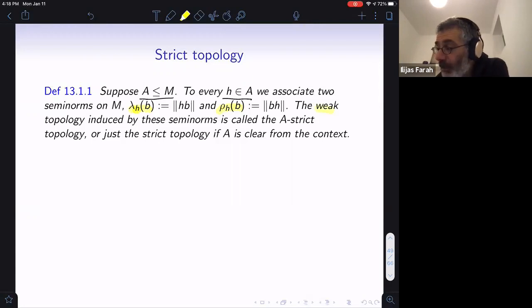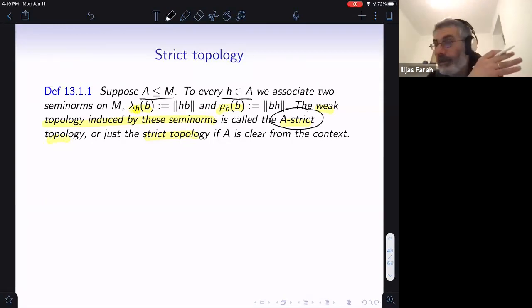We want to look at the weak topology induced by these semi-norms. Right, so it's the weakest topology that makes all of these semi-norms continuous. It is called the A-strict topology, or just the strict topology if A is clear from the context. I should say again, disclaimer, A-strict, I'm probably the only person who uses this terminology. It was just important for me to be specific about what strict topology we are talking about.